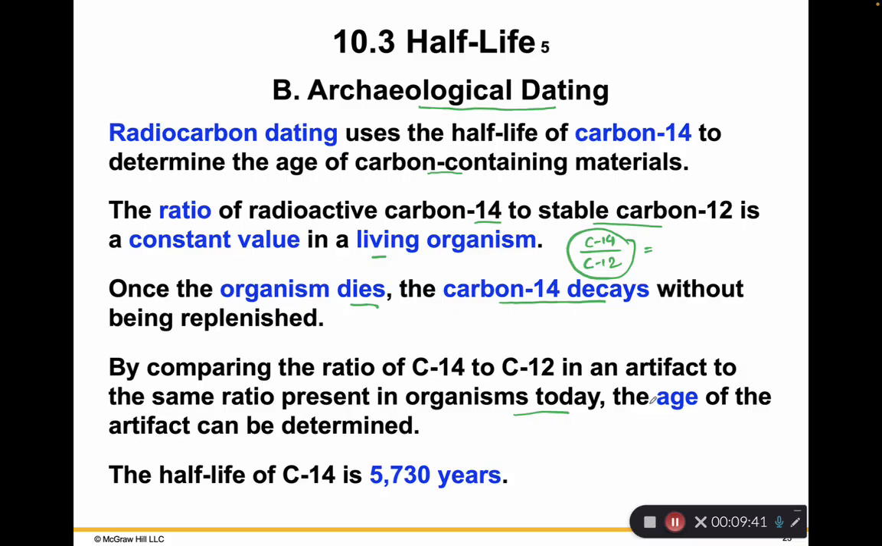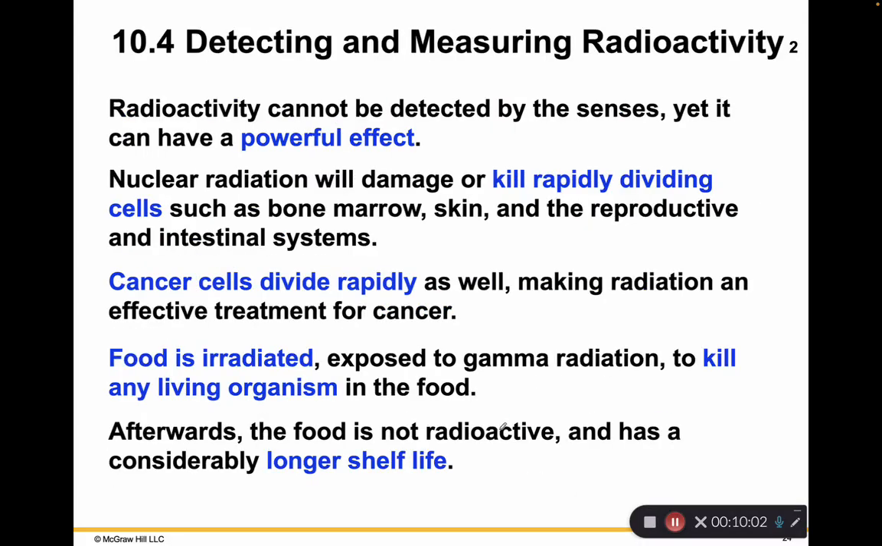So they just compare the ratio of carbon-14 to carbon-12 in the current organism versus the old artifact. That's how they figure it out, and we know carbon-14's half-life is 5,730 years. So that is how they use it for carbon dating.